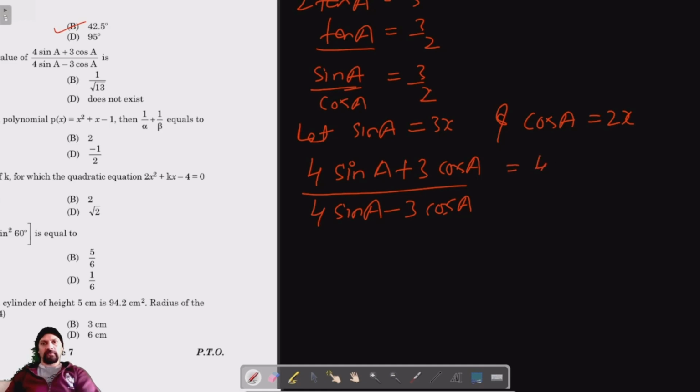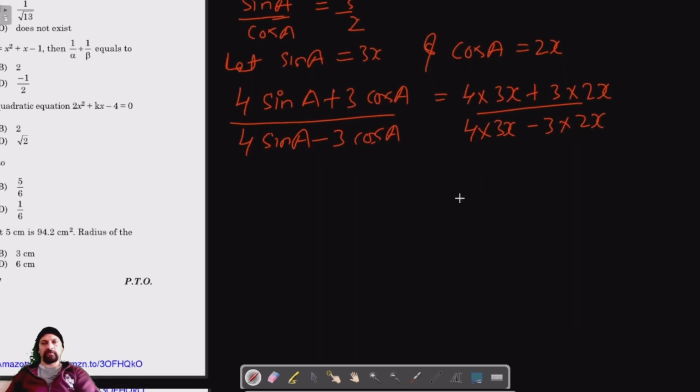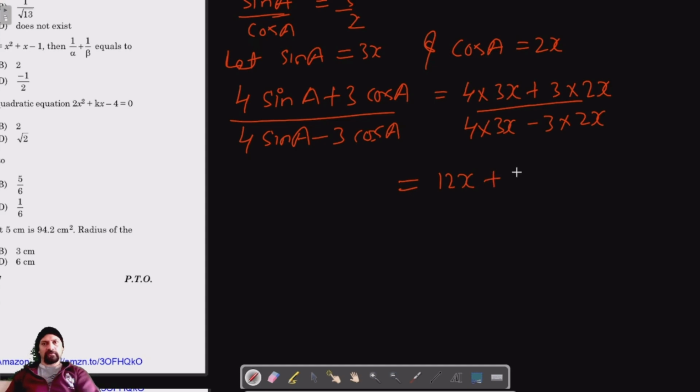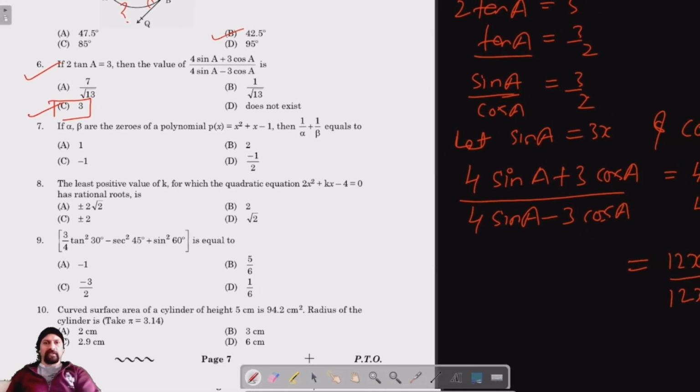So 4 sin A is 4 into 3x, plus 3 cos A is 3 into 2x, upon 4 into sin A is 3x, minus 3 into cos A is 2x. So this is 12x plus 6x upon 12x minus 6x. Sorry, it's 18x, 12 plus 6 is 18x, upon 6x. X and x get cancelled, and the answer is 3. So the correct option is option C.